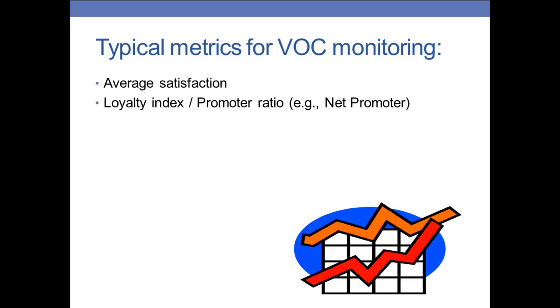Net promoter scores are also common. These are calculated by subtracting the percentage of low ratings from the percentage of high ratings on a scale that measures a customer's likeliness to recommend the company.